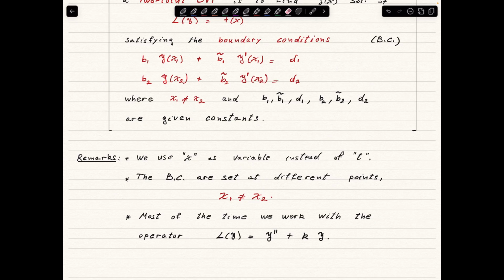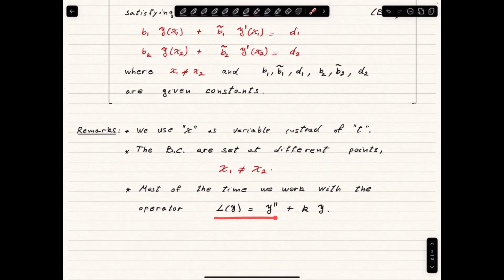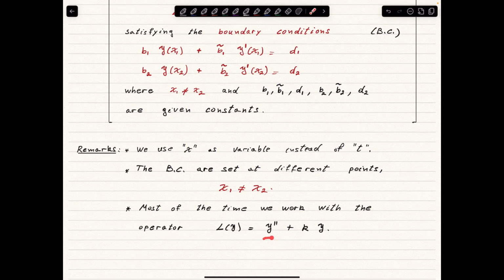And most of the time, although here we introduced the definition for a general second order operator, we are going to be working with a very simple operator, which is the second derivative of y plus a constant times y. So just keep in mind that this is the main operator that we are interested in.